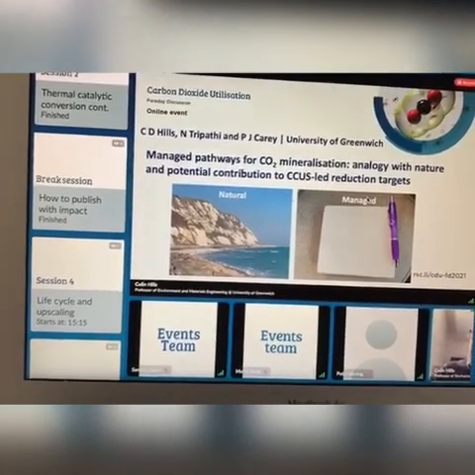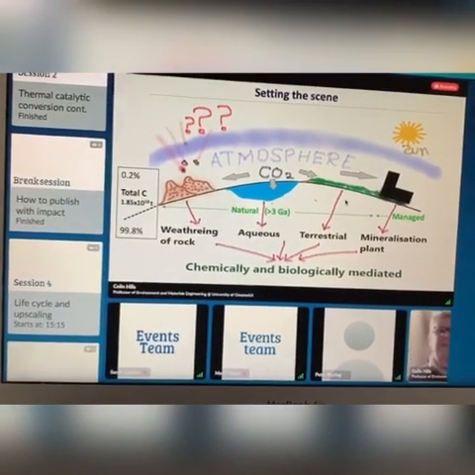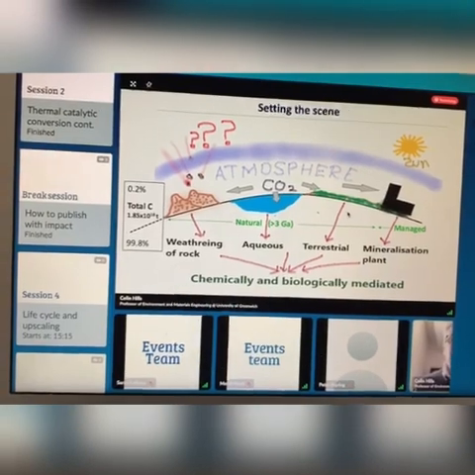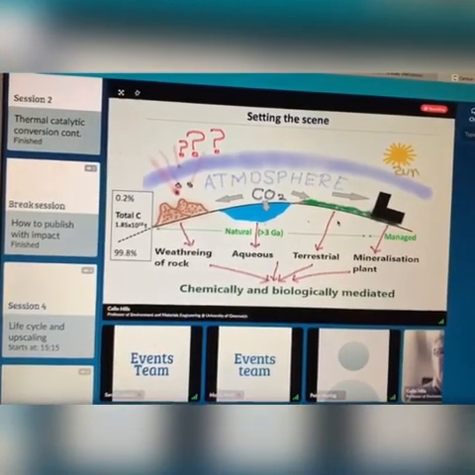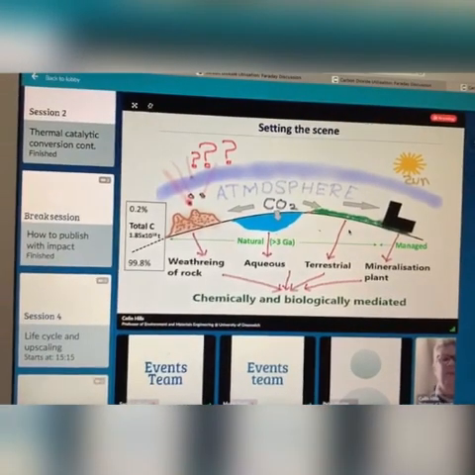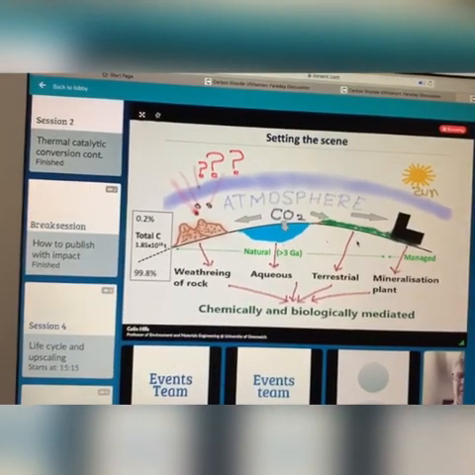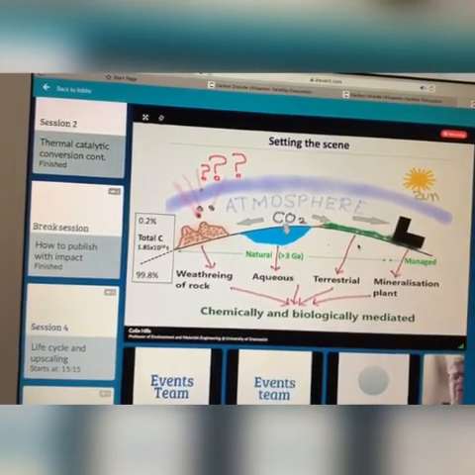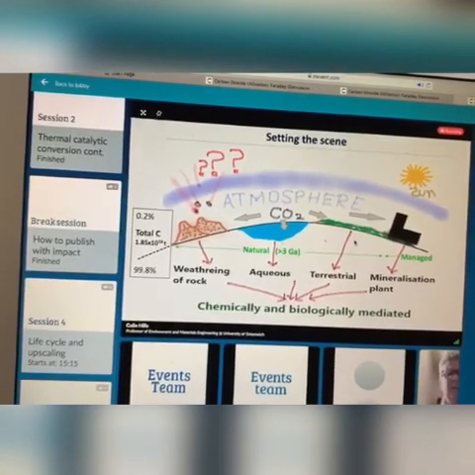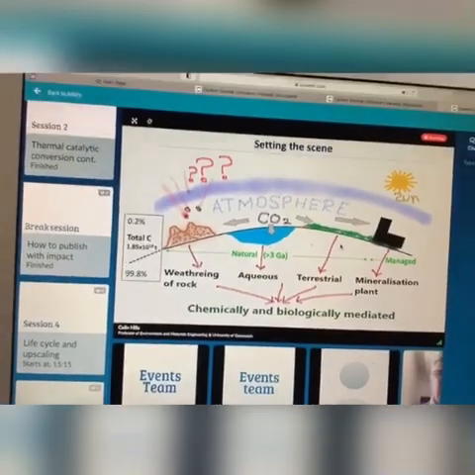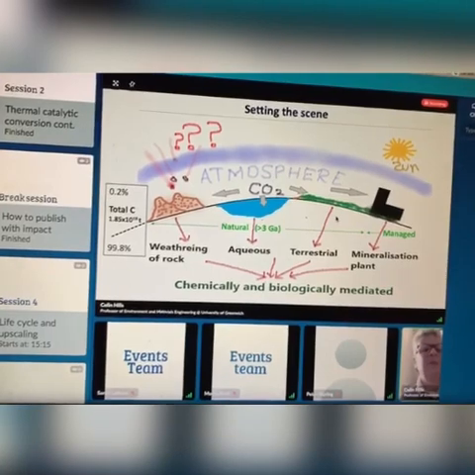So as I move through then, we're going to start with this fantastic graphic, which was produced by the finest minds in our graphics department, showing CO2 in the atmosphere making its way into various sinks. And we have here the terrestrial environment, we have aqueous environment, we separated out the weathering of rock there because we can give some figures to that. And on our far right, we can see a mineralization plant. And under all these environments, CO2 is basically mediated by chemical and biological reactions. In the top right there, you can see some question marks.